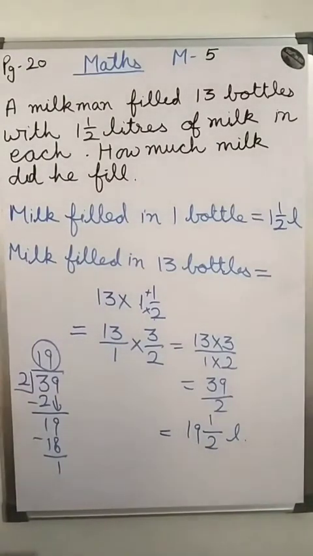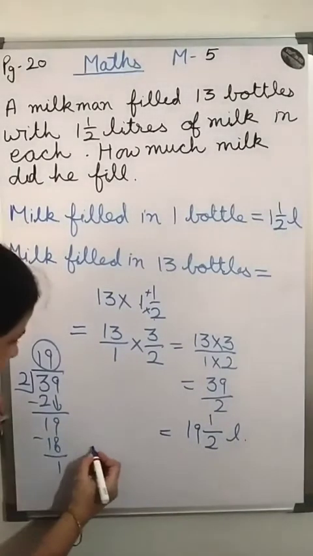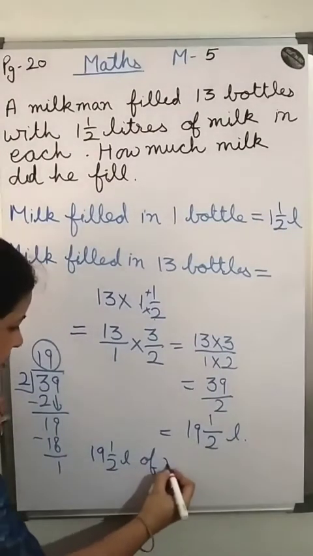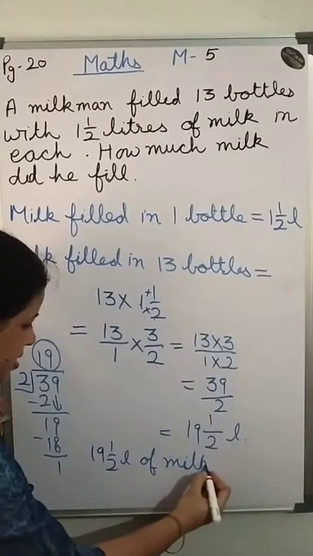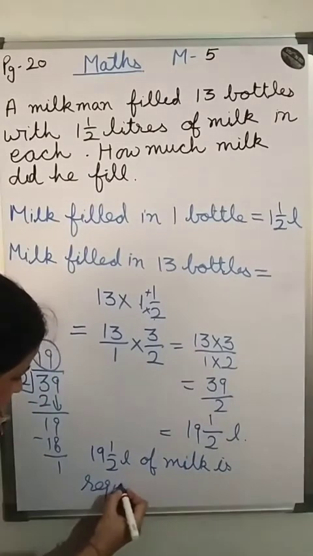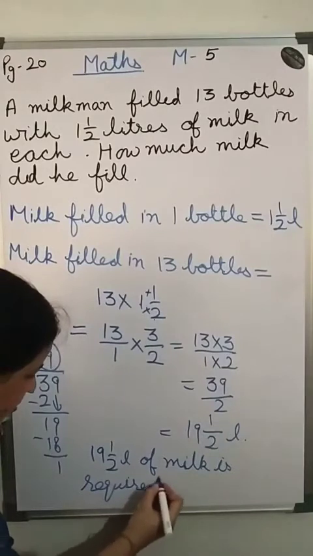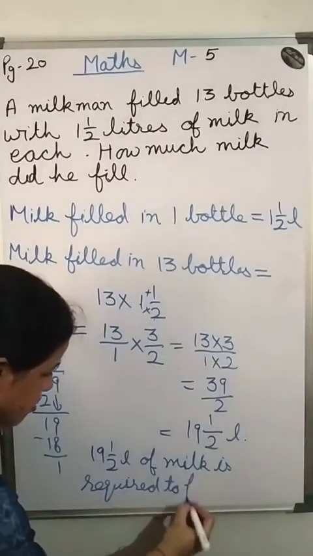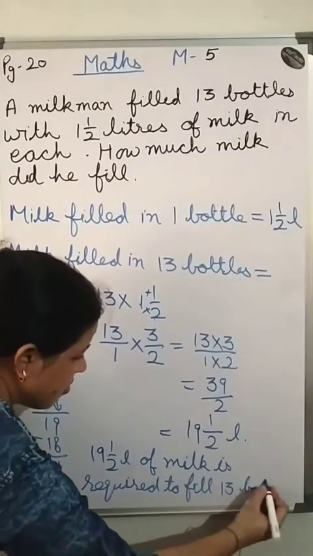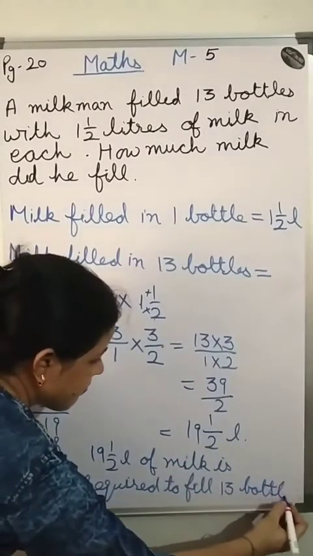So what is the answer? So the answer is 19 1 by 2 liter of milk is required to fill 13 bottles.